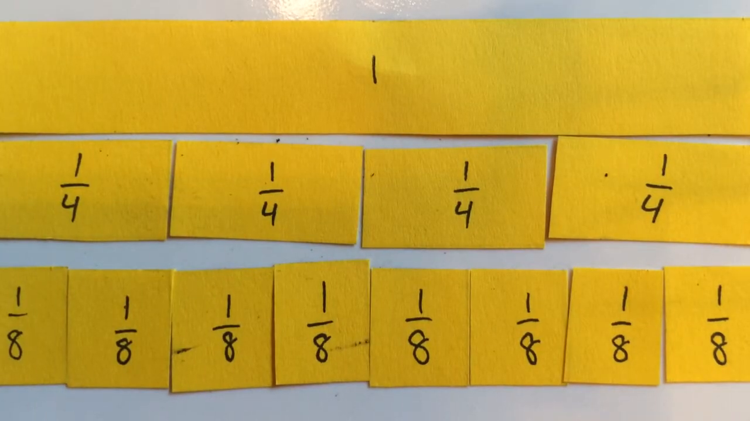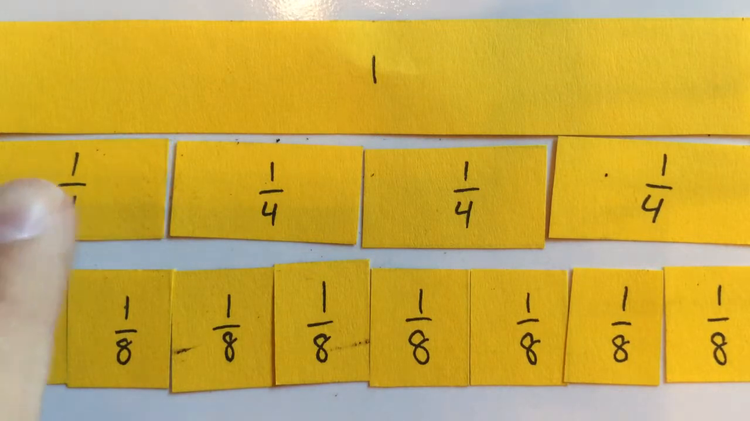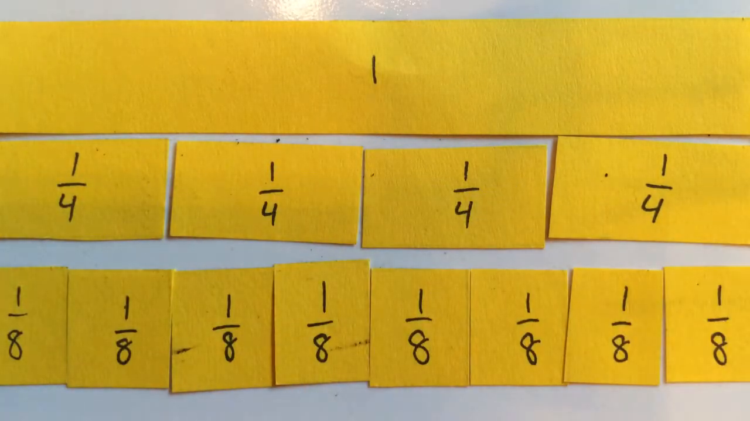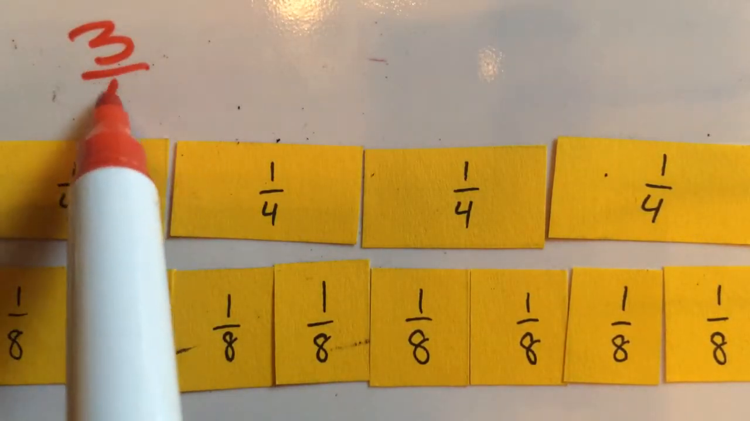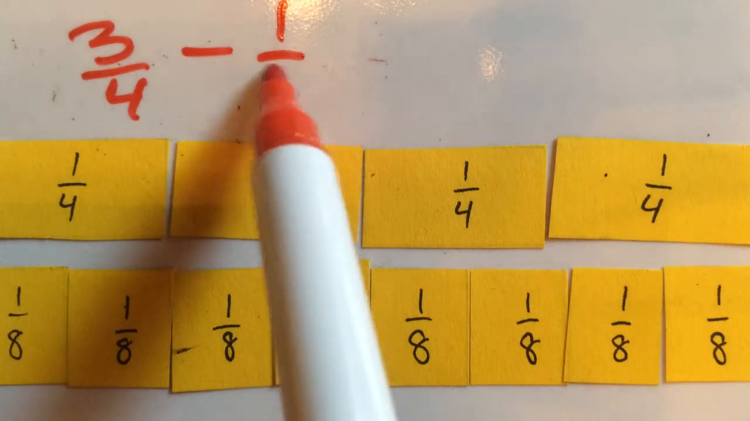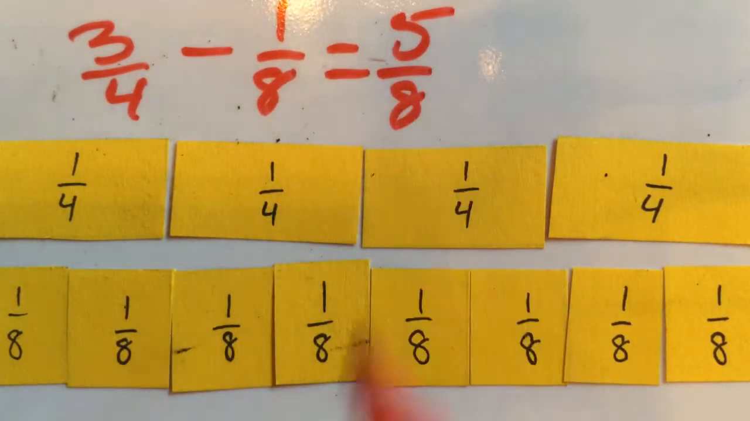Let me show you what I mean. Here I have 1 whole equals 4/4. 1, 2, 3, 4. 4/4 equals 1 whole. But 1 whole also equals 8/8. 1, 2, 3, 4, 5, 6, 7, and 8. 8/8 equals 1 whole. In our example, we had 3/4 minus 1/8 equals 5/8.